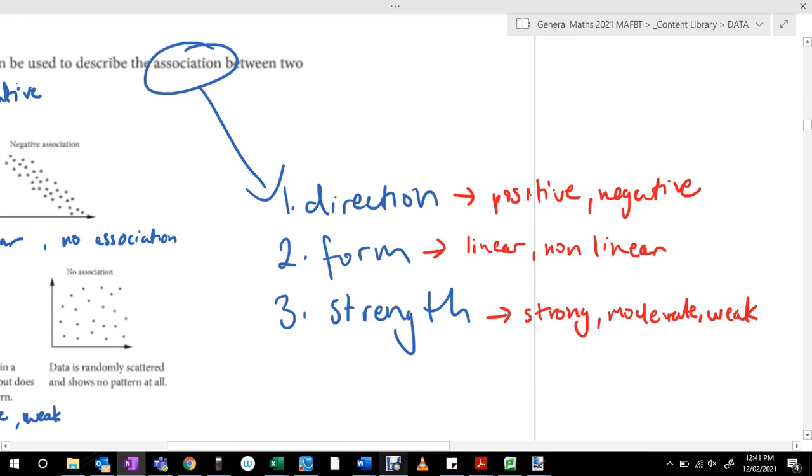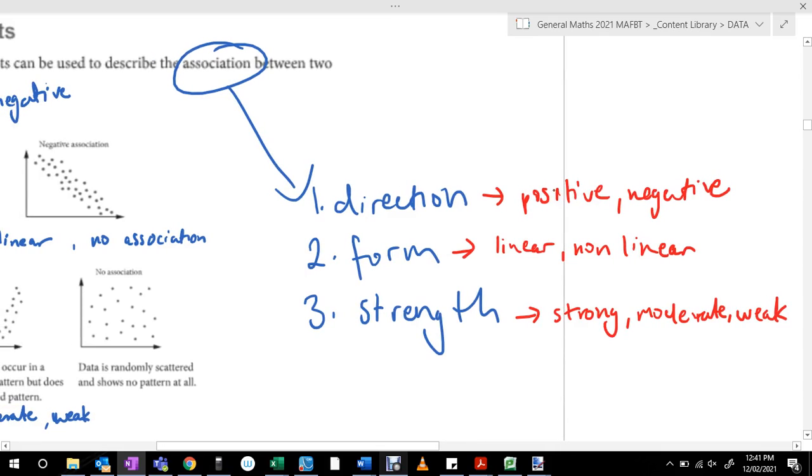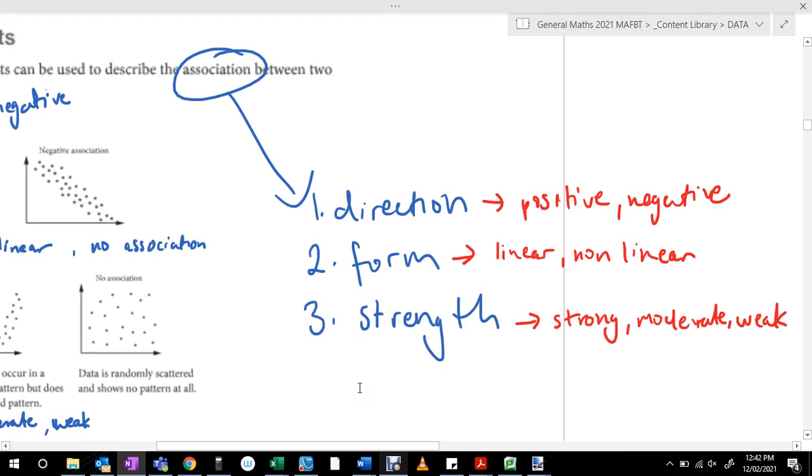So a question might say, describe the association between breastfeeding and immunity to disease. So you'll talk about what's the direction? Well, it's positive. What's the form? Well, it looks pretty linear. And the strength, it looks strong. So that's what your answer will look like. Now, the last thing I want to mention is no association. Whenever you look at a scatter plot and everything is random, you can just write no association. You don't need to talk about strength, direction, or form.